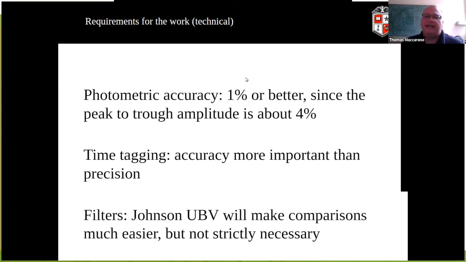And I think it would be nice to get data in all the filters, as that may help figure out what the stellar wind is doing, because the stellar wind absorption will probably be worse in the ultraviolet than the V band.